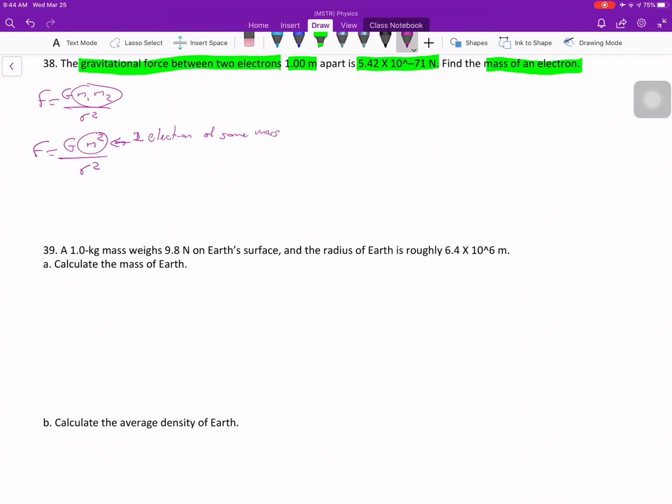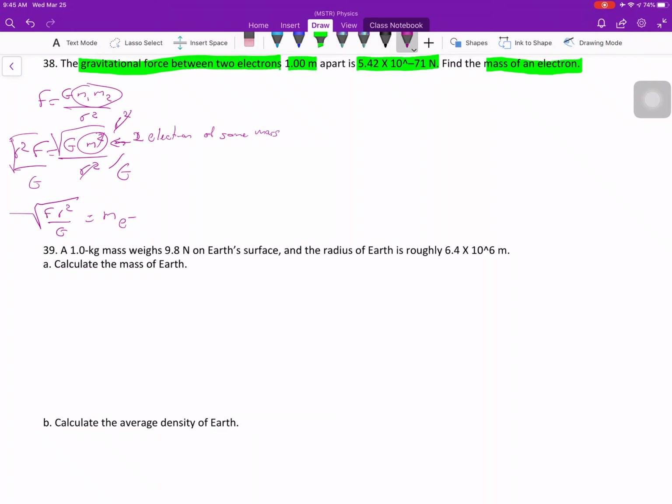So once we understand that they're the same mass, now we want to manipulate the formula to solve for mass by itself. So doing that, let's multiply both sides by r squared, divide both sides by g, and then just remember that since this is squared, we want to square root everything on both sides. So let's just clean this up a little bit to make it look good. Force times r squared over g, all square rooted, is going to equal our mass of an electron.